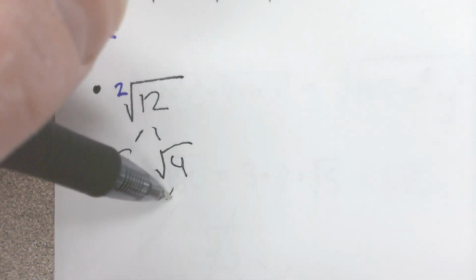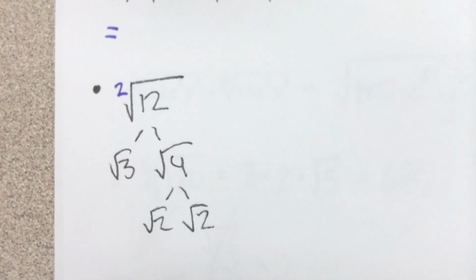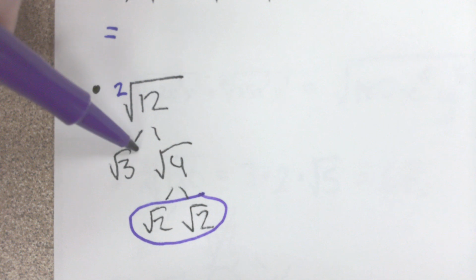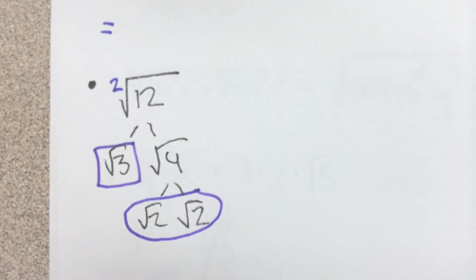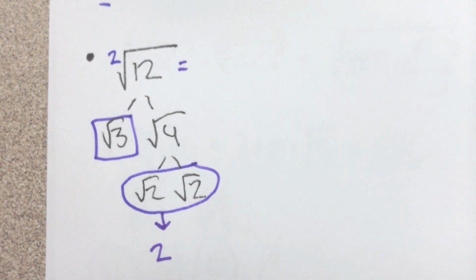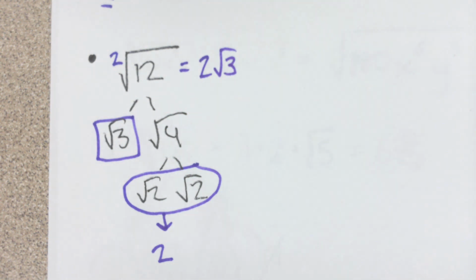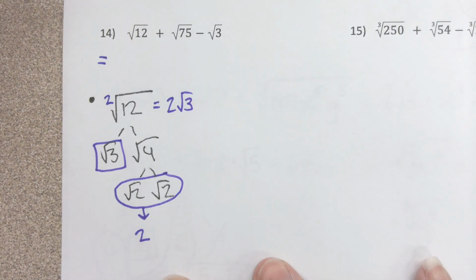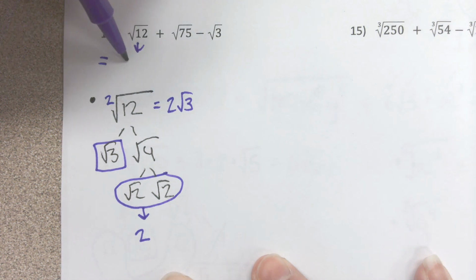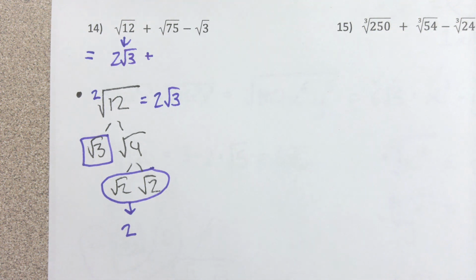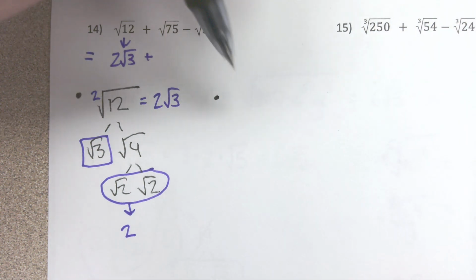So the 3 will stay, 4 breaks down, 2 and 2. We can make a group of 2 2's. And we have a lonely square root 3. We get a 2 out of that pair of 2's, so we have 2 square root 3 for that one. So above, I'm going to replace the square root 12 with 2 square root 3 plus, I'll do the same for the 75, square root of 75.